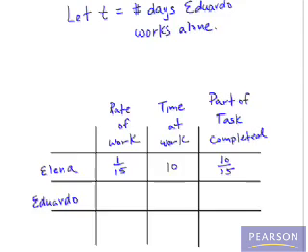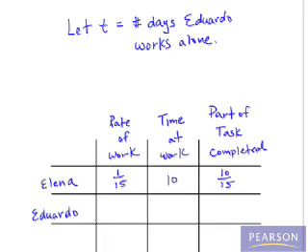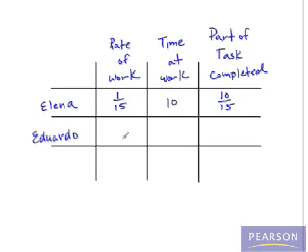Eduardo, if we let T be the number of days it would take him to do this task alone, then if he can do that in T days, he can do 1/T of the job, 1 over T of the job per day. And working with Elena, they can do this job in 10 days, so the part of the task that he can perform would be 10 over T. And now we have these two fractions given the entire one job. This is how much Elena can do, this is how much Eduardo can do of the same job.